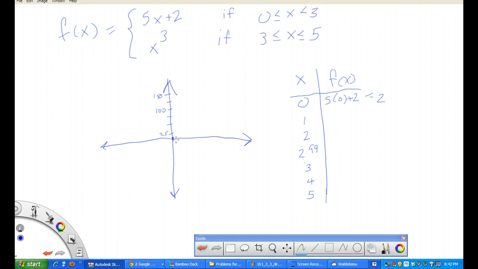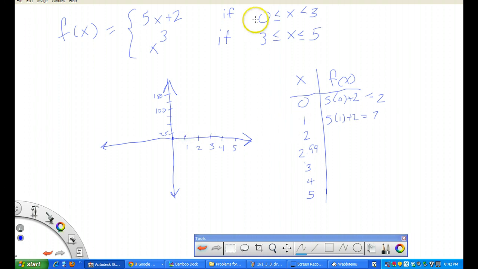Alright, now when I plug in 1, again 1 goes into the top one because it's between 0 and 3. So I plug in 1. 5 times 1 is 5 plus 2 is 7. So we get out 7. So at 1, plug in 1, I get out 7. Again, just barely any movement off the origin.